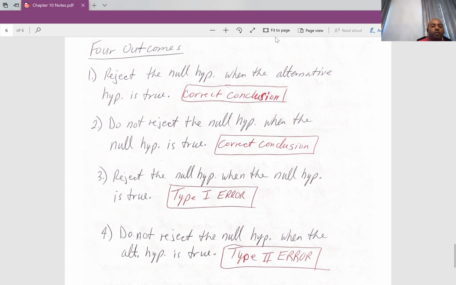So notice that your decisions are based on the null hypothesis, rejecting or not rejecting the null hypothesis. And that's how you would be framing your conclusions. And we'll get to our conclusion wording in 10.2.